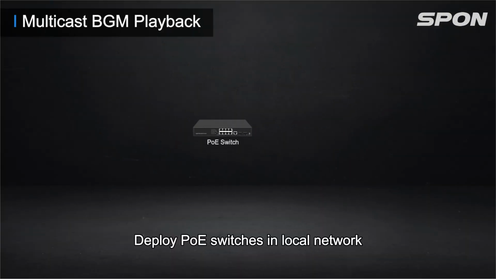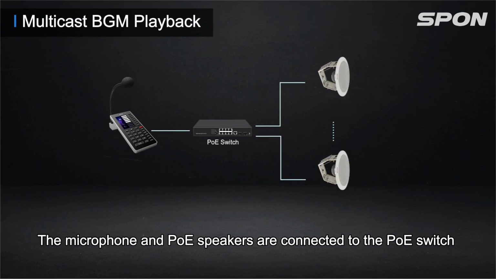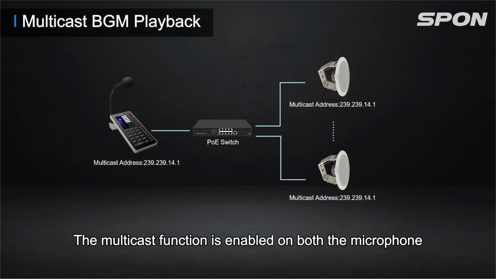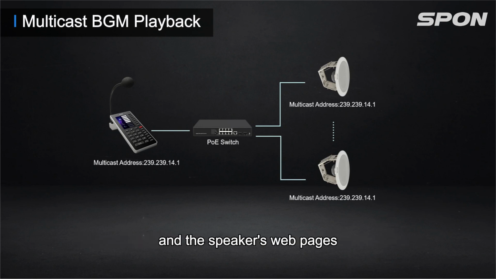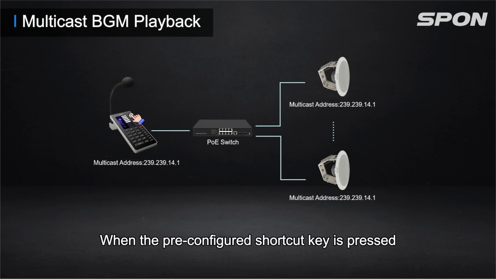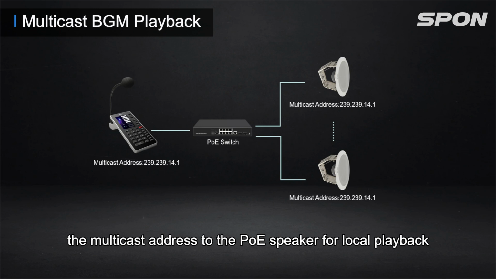Deploy PoE switches in the local network. The microphone and PoE speakers are connected to the PoE switch via Ethernet cables. The multicast function is enabled on both the microphone and the speaker's web pages, and the corresponding multicast address is correctly configured. When the pre-configured shortcut key is pressed, the audio file data will be sent through the multicast address to the PoE speaker for local playback.